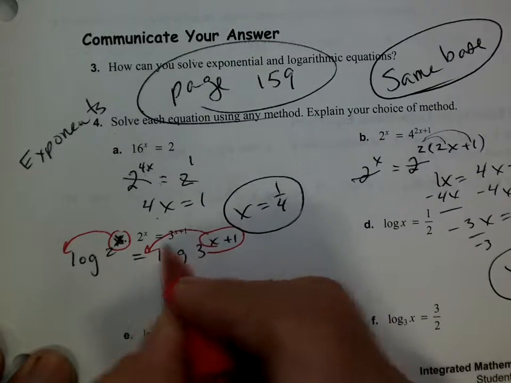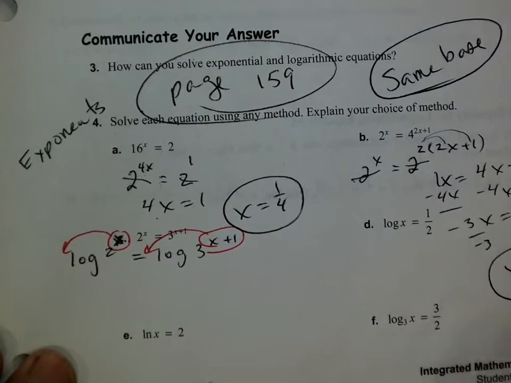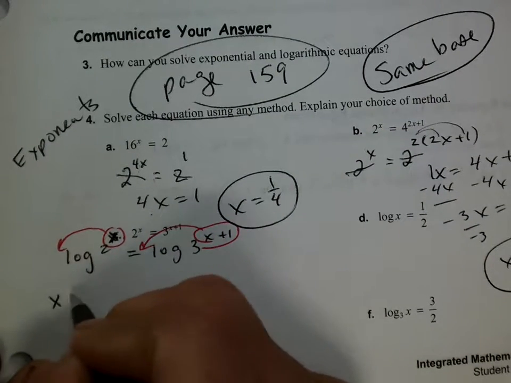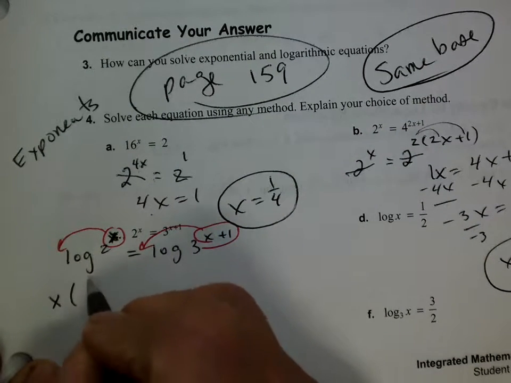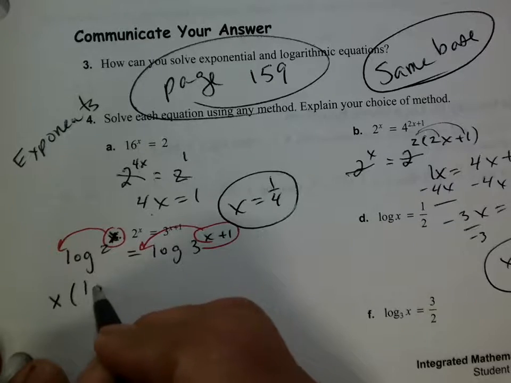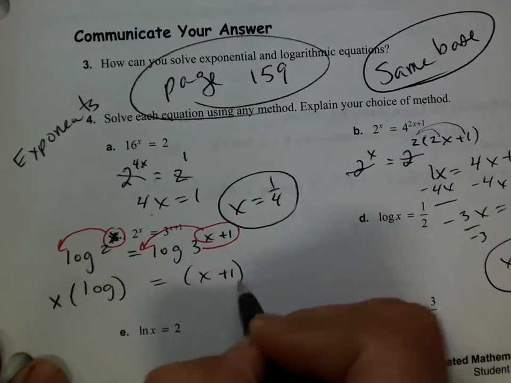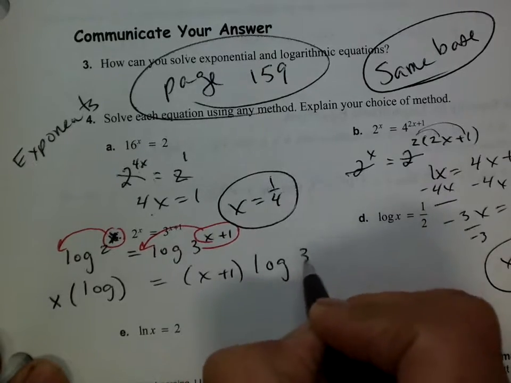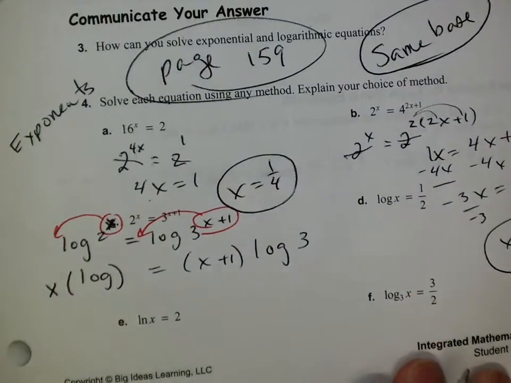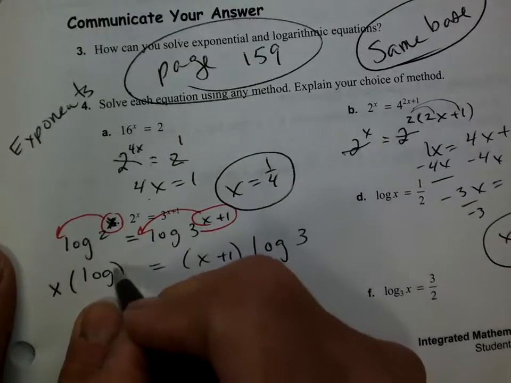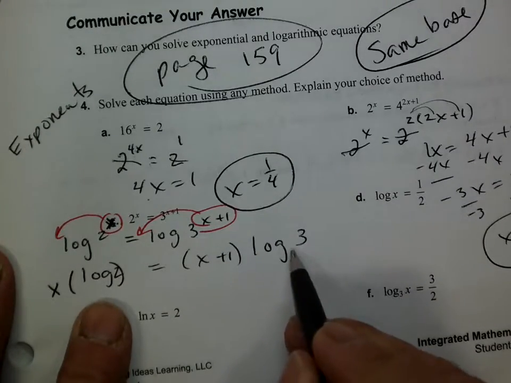So then, if that comes down, then I have an x times a log of 2 equals an x plus 1 times a log of 3. Now, one thing I didn't do is I didn't give it a base, right? I forgot my 2 right there, because I want to go base 10 so I can use my calculator.